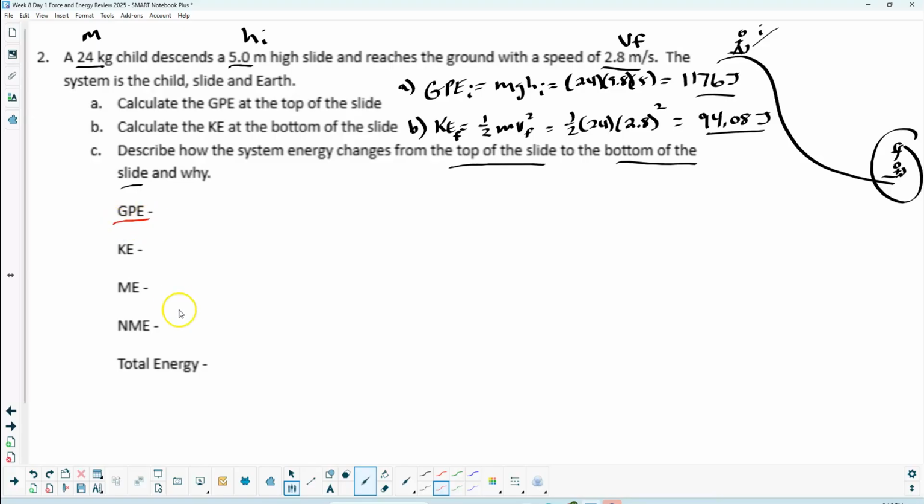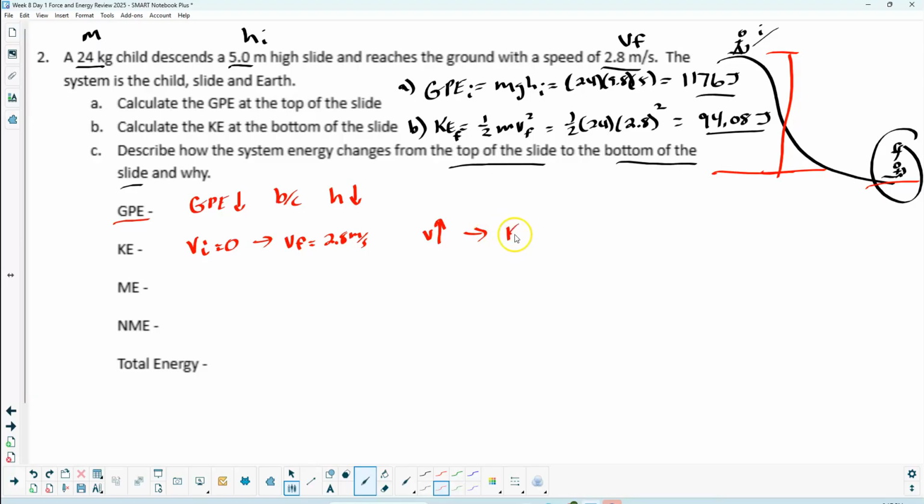So gravitational potential energy: at the beginning, it's got a lot of gravitational potential energy because it's got a height. At the end, it's got no height. So the GPE decreases because the height decreases. That's all you've got to talk about for that change. For kinetic energy, in the beginning the initial velocity is 0 because it's not moving, and then the velocity at the end is 2.8. So the velocity increased, which makes the kinetic energy increase because kinetic energy equals 1/2 mv squared. I didn't write this in here, but GPE equals mgh, so it's a direct relationship. If h gets smaller, GPE gets smaller.